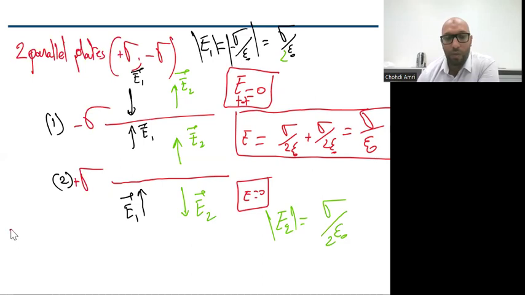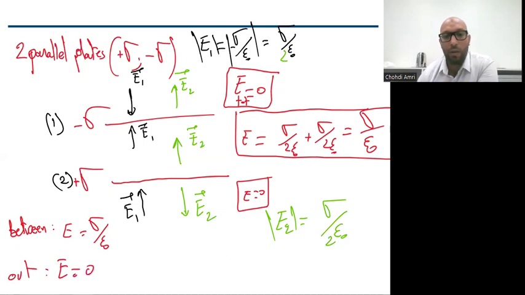So in between, E equals sigma over epsilon naught; outside, E equals 0. And we are done with this lecture. Now let's move to some activities.